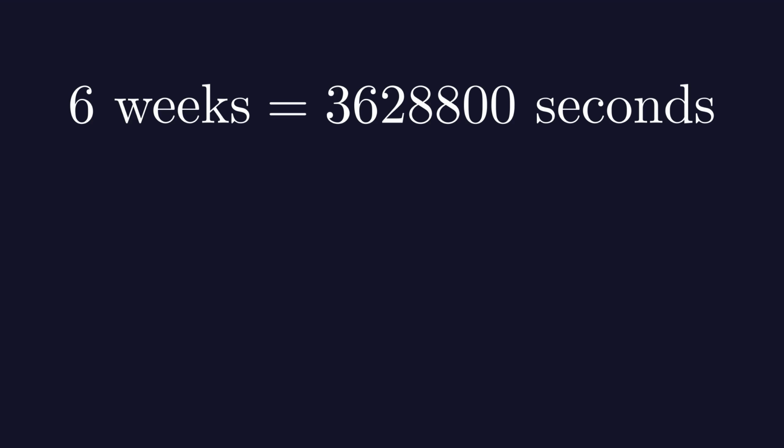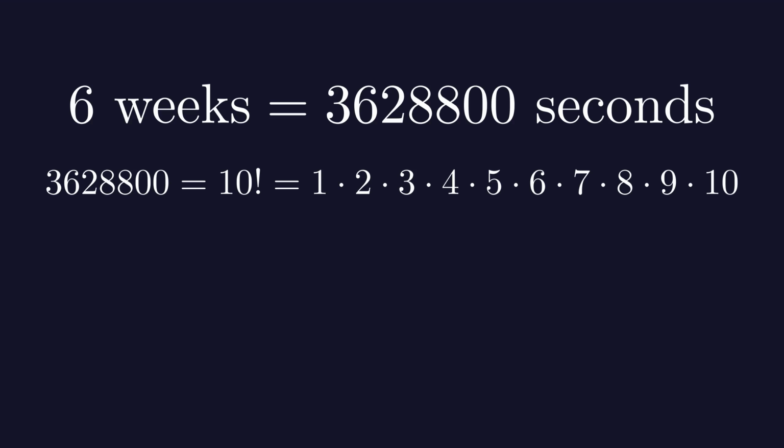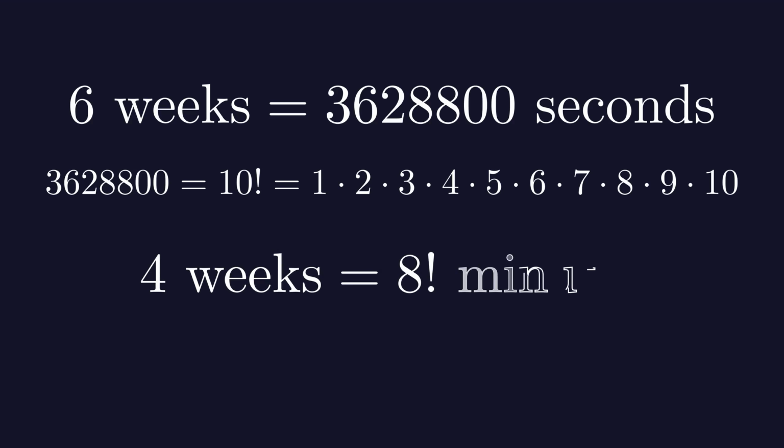6 weeks is equal to 3,628,800 seconds, which is exactly equal to 10 factorial seconds, and 4 weeks is exactly equal to 8 factorial minutes.